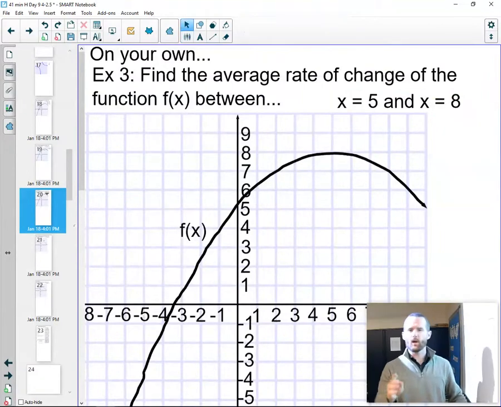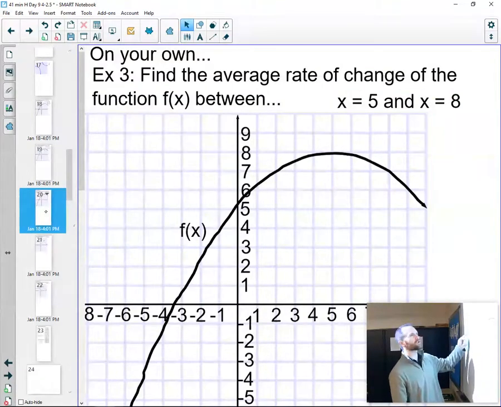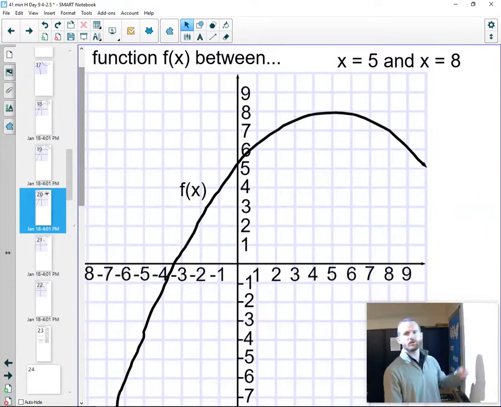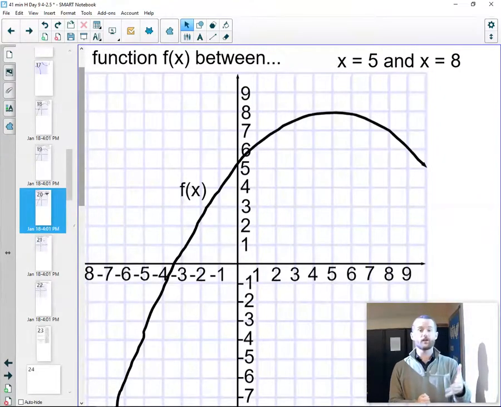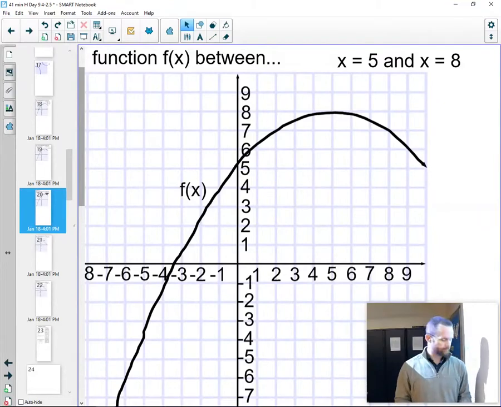Now this one I want you to try on your own. I'm going to scroll down a little bit so you can more easily see the graph. I want you to find the average rate of change of this function f of x from x equals 5 to x equals 8. So go, try this on your own. Come back when you have an answer. 3, 2, 1, let's go.